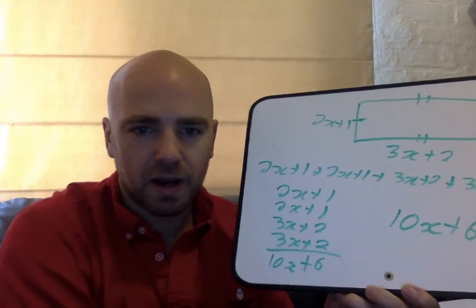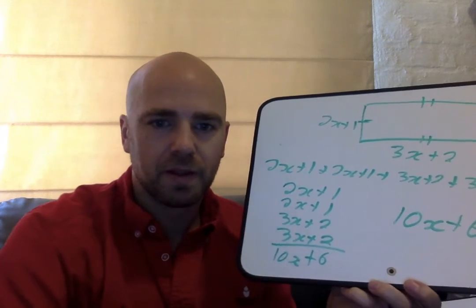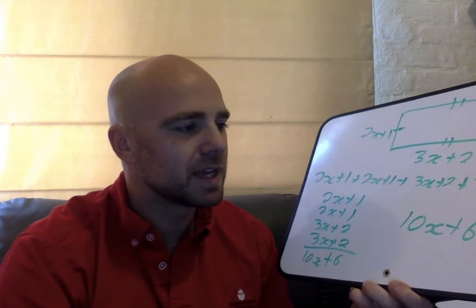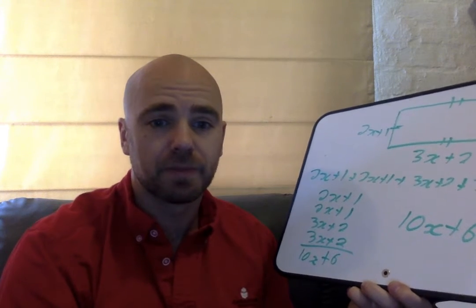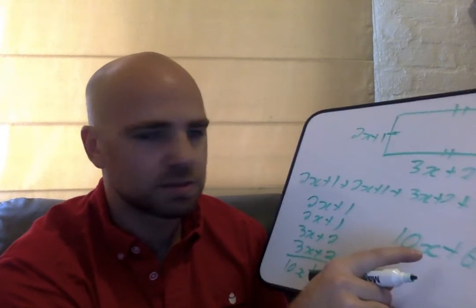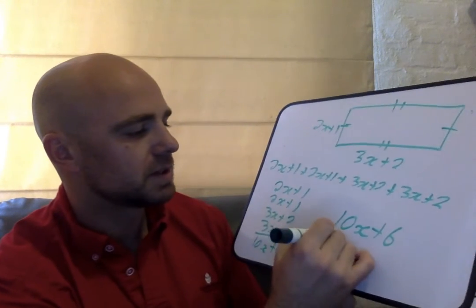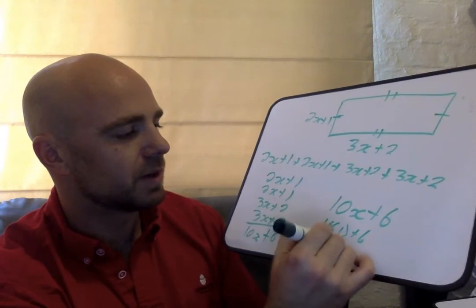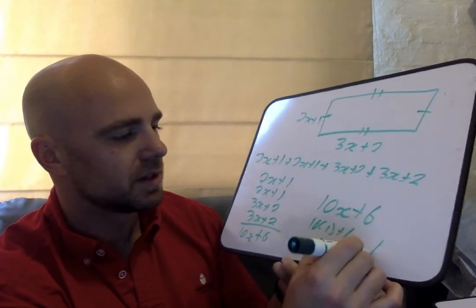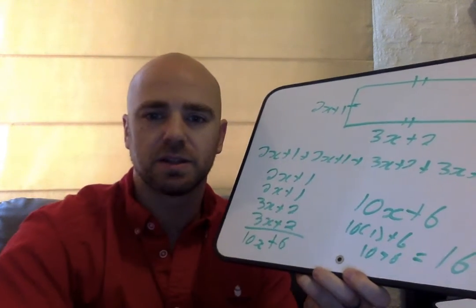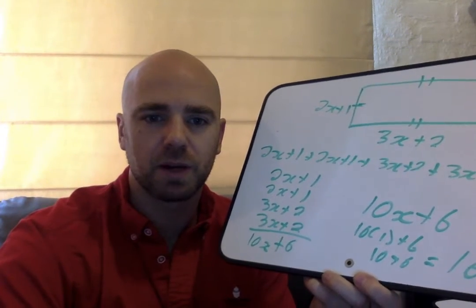Then what if, for example, in this question, we were to say that x equaled 1? Well, we could actually substitute it in. So we can say 10 times 1 plus 6. 10 times 1 is 10, plus 6 gives us 16. So we could say that the perimeter is 16. That one would work out.